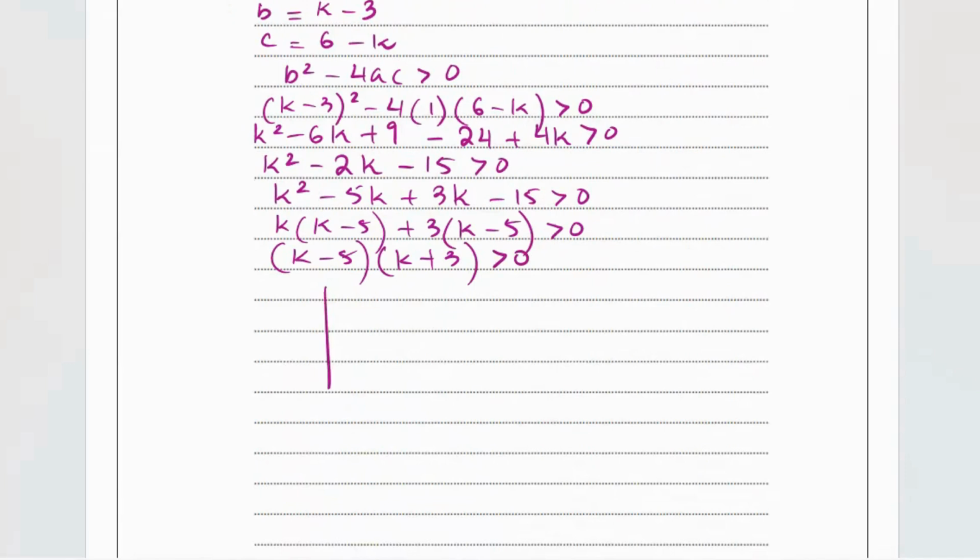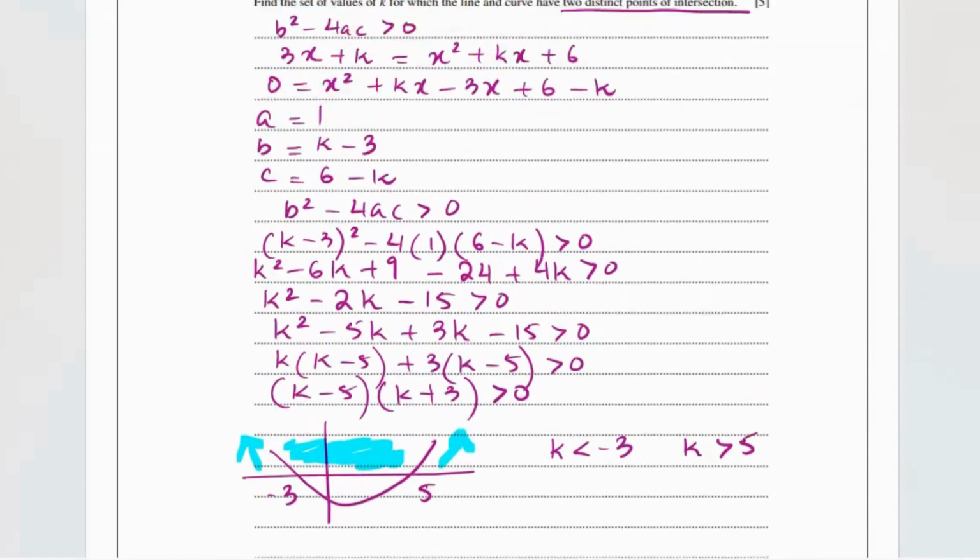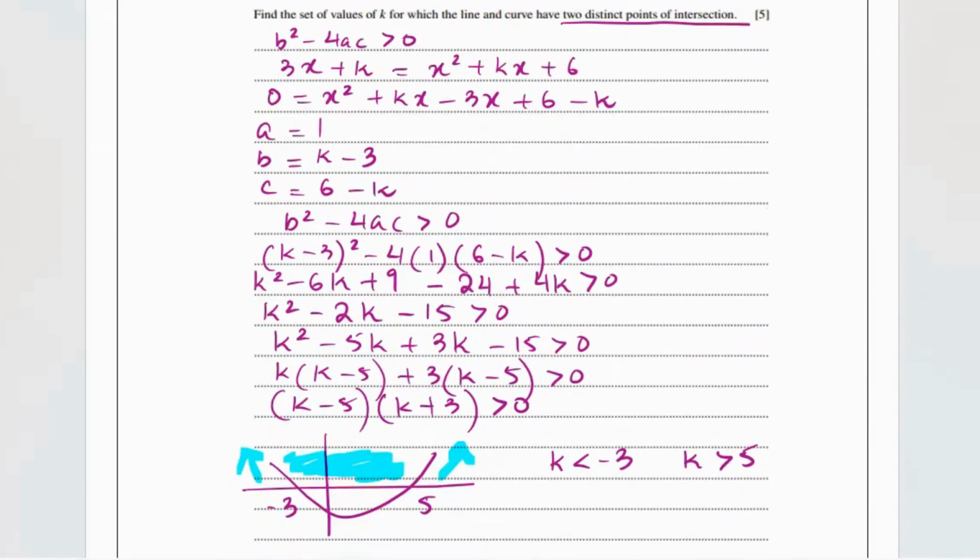So since it's greater than 0, negative 3 over here, 5 over here, we look at the behavior above the x-axis now. So at 5, it's increasing. At negative 3, it's decreasing. So k is less than negative 3 and k is greater than 5. So we have the values of k. So the question was asking us to find the set of values of k, and that's what it's going to be.